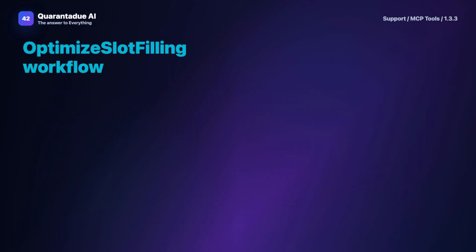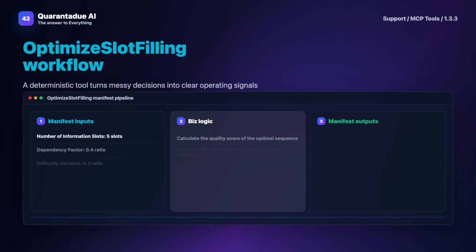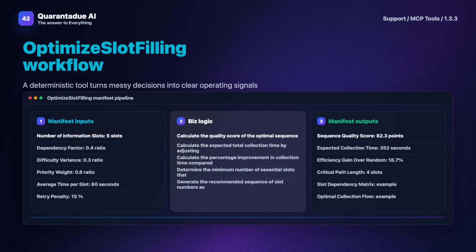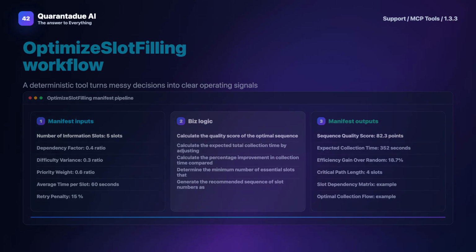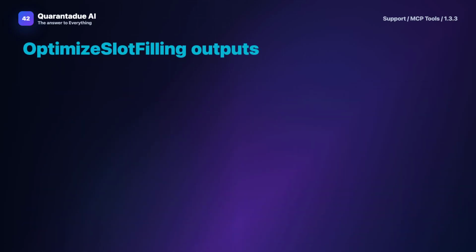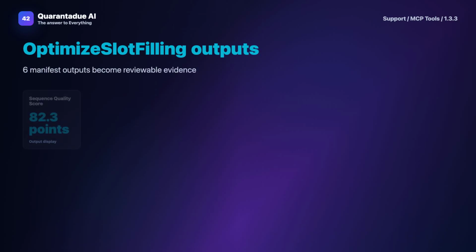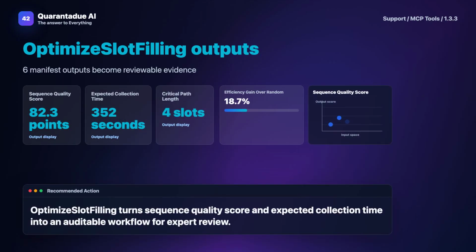Calculate the percentage improvement in collection time compared to a baseline random sequence using the expected time and the sequence quality score. Determine the minimum number of essential slots that must be collected in the optimal sequence based on dependency clusters and priority weighting, and generate the recommended sequence of slot numbers as a text string ordered to minimize total collection time while respecting dependencies and priorities. This keeps the process deterministic, reviewable, and aligned with how support teams actually make decisions.